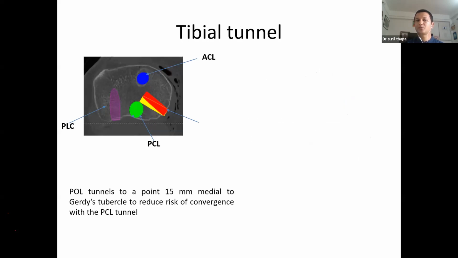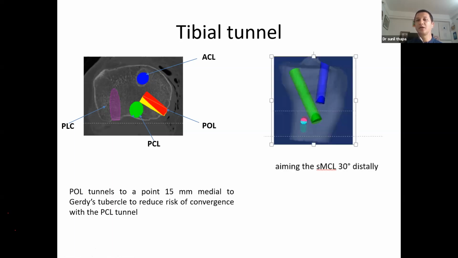And while creating a tunnel for POL on the tibial side, usually we target towards the Gerdy's tubercle, but in a multiligamentous injury, the POL tunnel should be pointed 15 millimeter medial to the Gerdy's tubercle, not along the plane of the yellow line, which is usually done, but along the red line, the red direction, so as to avoid convergence with the PCL tunnel. Similarly for SMCL, so as to avoid convergence, we have to direct the drilling 30 degree distally.